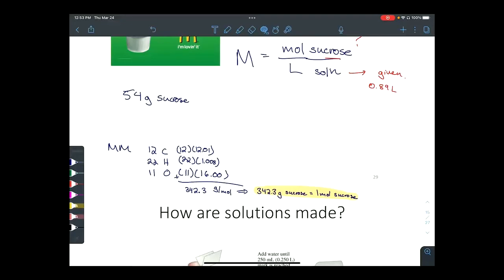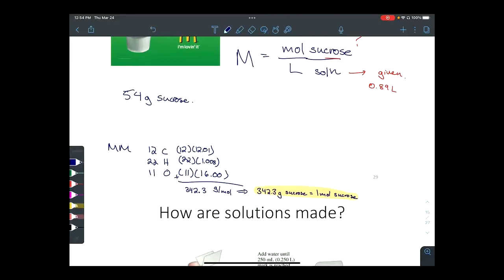So this step is the same idea from, I don't know what chapter that was, chapter 3? I think it was the end of chapter 3. We looked at gram to mole conversions and mole to gram conversions. So it's a throwback to that. But now we're taking that idea one step further and thinking about how many moles of solute are dissolved in a certain amount of solution.